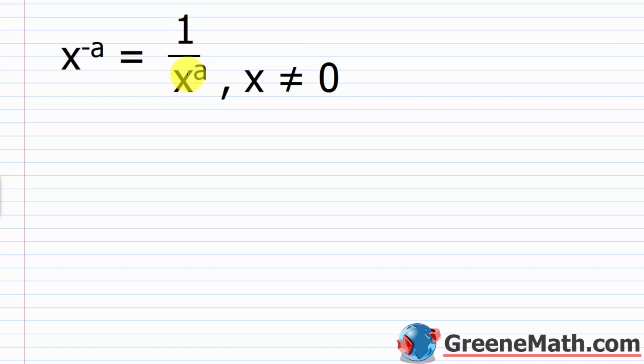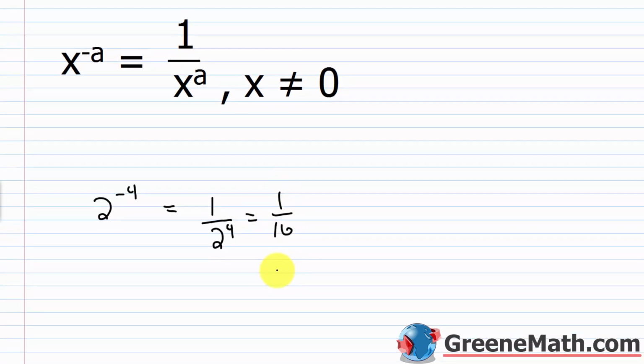So in layman's terms, basically you take the reciprocal of the base and you make the exponent positive. So in other words, if I wanted 2 to the power of negative 4, I would take the reciprocal of 2, which is 1/2, and I would make the exponent part, which is negative 4 here, positive, okay? So you get 1 over 2 to the 4th power, or just 1/16. Very, very easy rule to implement.